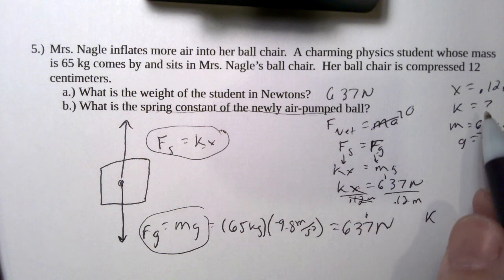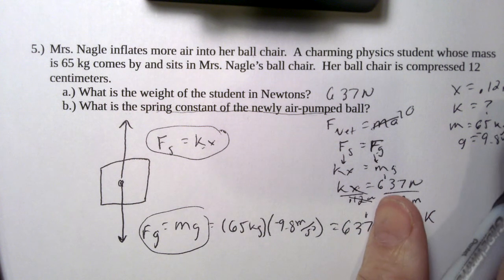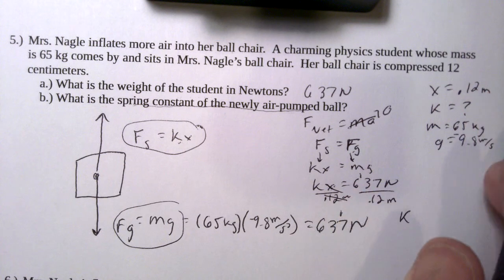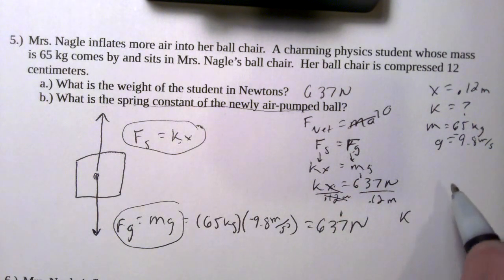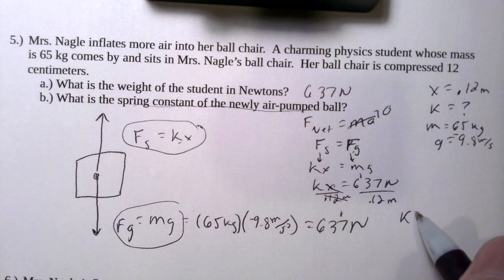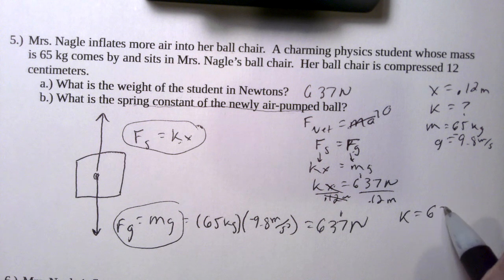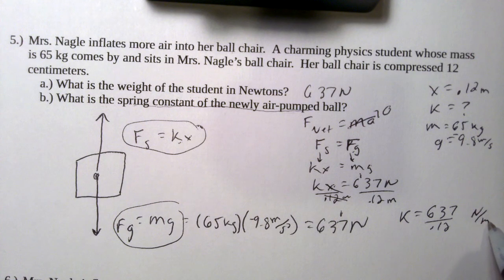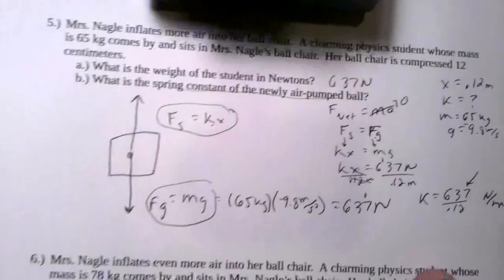Where did I get my x? I got my x from here. I just can't see it. Now my dog's mad at me. She's like, come on and play, Mom. It's 637 divided by 0.12, and then your answer is newton meters. No fractions allowed. You can multiply that. All right, let's do the next one.